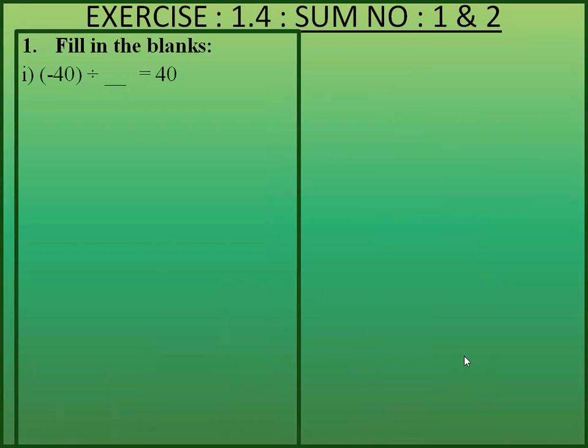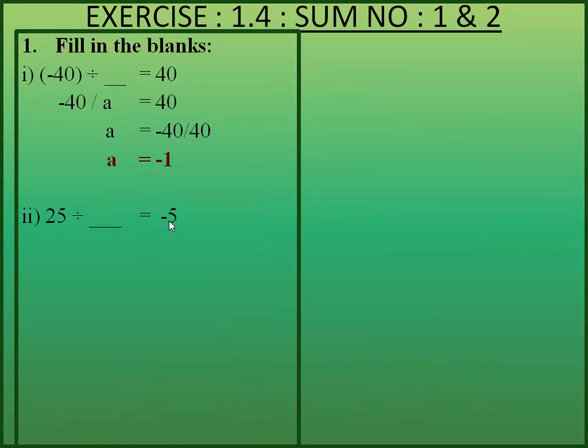Fill in the blanks. Minus 40 divided by a is equal to 40. We don't know the value here, so I'm writing it as a. If you want to find a, you get minus 40. So a goes to the other side as numerator and 40 comes down as denominator. So minus 40 divided by minus 40, your answer is minus 1.